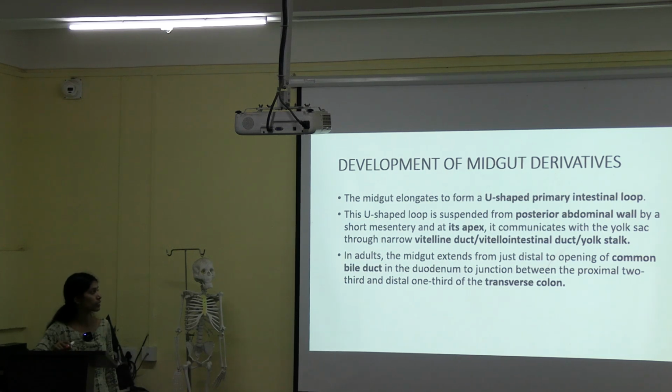In adults, the midgut extends from just distal to the opening of the common bile duct in the duodenum to the junction between the proximal 2/3 and distal 1/3 of the transverse colon. Okay. What did you understand?